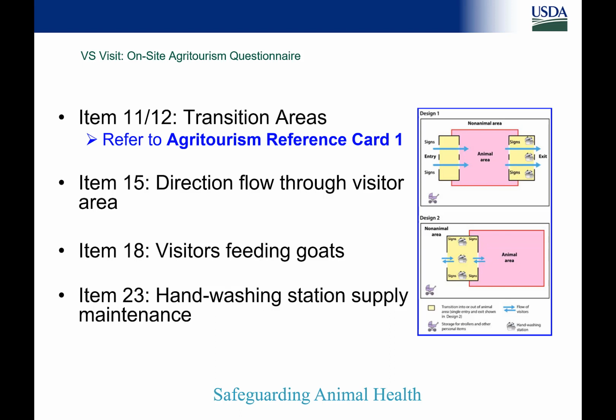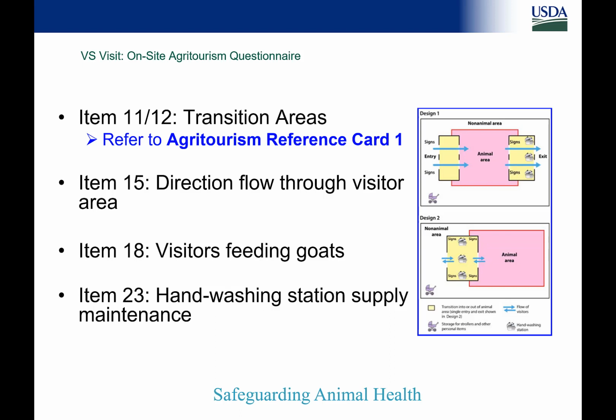Now the other option is visitors are escorted through the goat raising area, and we ask that in question 13. So if they're escorted, then we don't ask about the flow because we know that there's someone with them at all times, making sure that they go through in the order that has been set up.